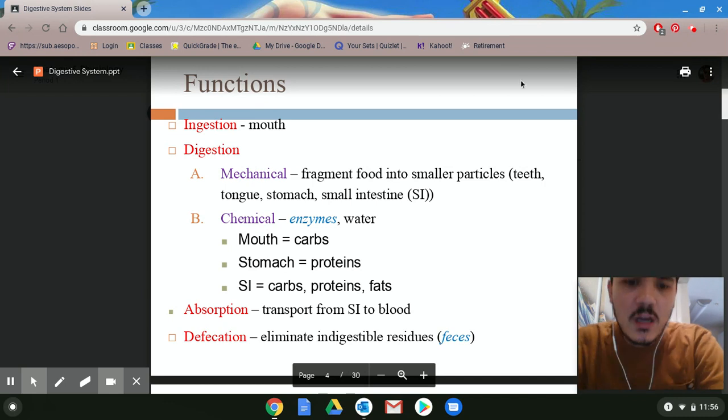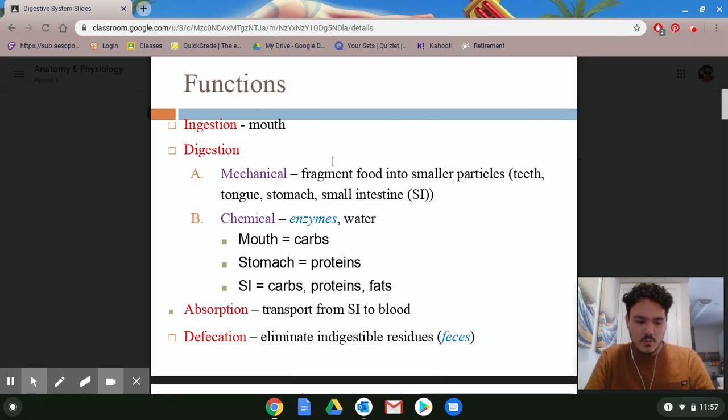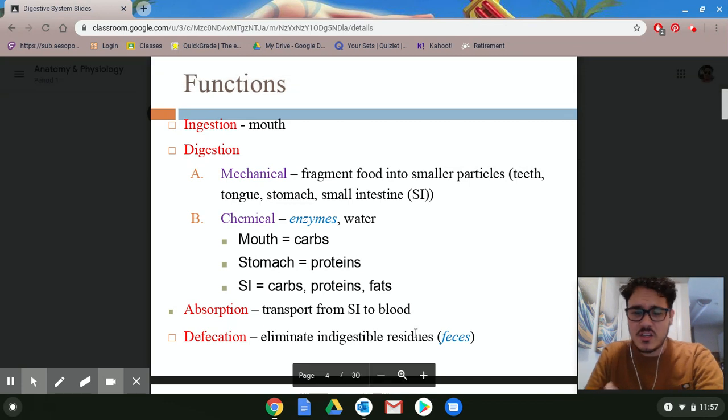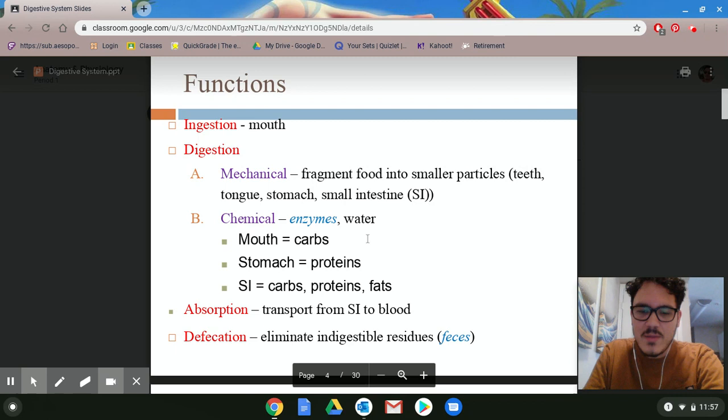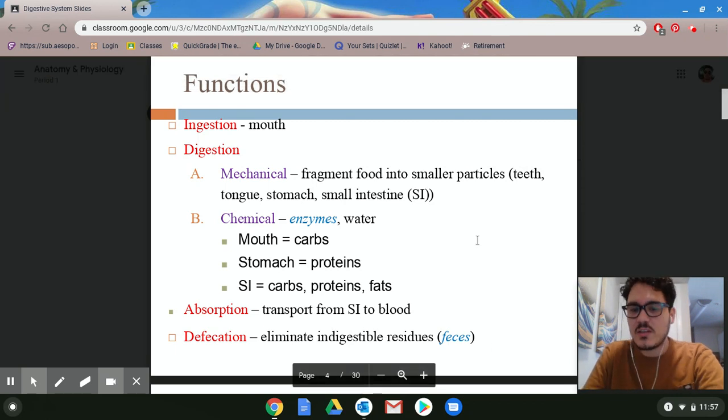Where we left off, we were talking about defecation as one of the functions of the digestive system. We mentioned how there are four primary functions of the digestive system: ingestion, digestion, absorption, and defecation. Defecation is obviously just the end of this whole process. It's to eliminate any residue, specifically things that are indigestible, things that you cannot break down any further.